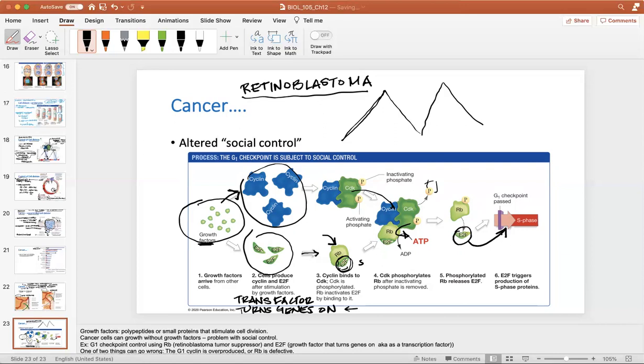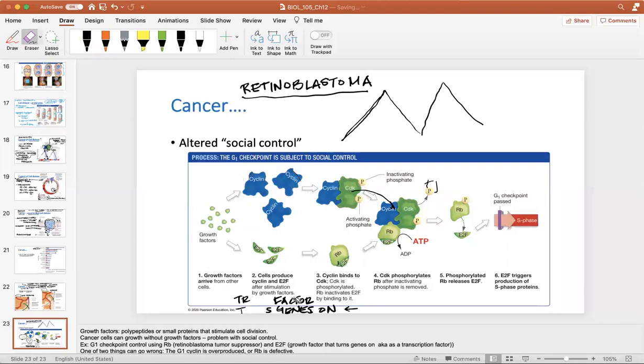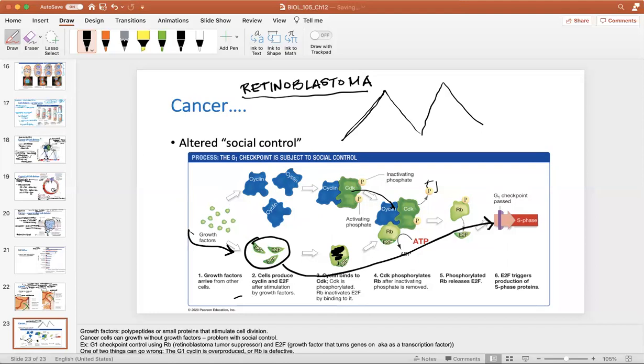One of two things can occur. First of all, some individuals have a faulty version of this. What would happen if you had a faulty version of that? Let's think that through. If you have a faulty tumor suppressor gene and you don't have this guy here, then the minute these growth factors come along, E2F can bypass all these steps and go straight to turning on the genes for cell division. That can result in a tumor.